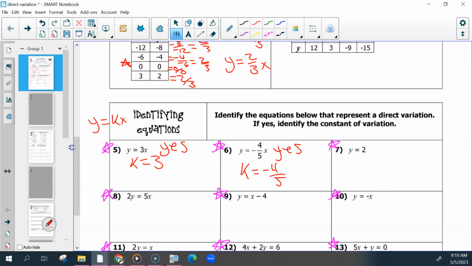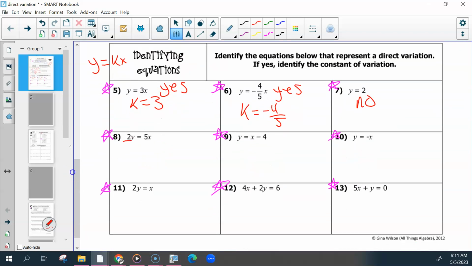Is 7 direct? No, because that one doesn't have an x. 8 we would have to solve first. Divide both sides by 2. Is this direct? Yes, because you could rewrite it as y equals 5 over 2x. What about 9? Lacey, you're saying no. Judy, you're saying no. Why?